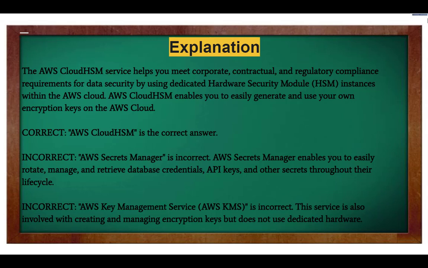Incorrect. AWS Secrets Manager is incorrect. AWS Secrets Manager enables you to easily rotate, manage, and retrieve database credentials, API keys, and other secrets throughout their lifecycle. Incorrect. AWS Key Management Service, AWS KMS, is incorrect. This service is also involved with creating and managing encryption keys but does not use dedicated hardware.